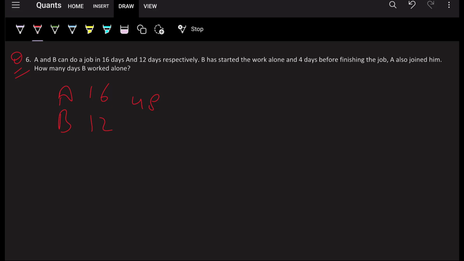B has started the work alone. Now there is a timeline and B has started, and 4 days before finishing A also joined them. Now this is 4 days. Here B has worked and here A plus B. How many days has B worked alone? Now suppose that X days B alone works. Now efficiency will be 3 and 4, and A plus B will be 3 plus 4, 7.